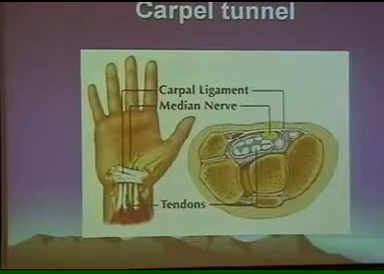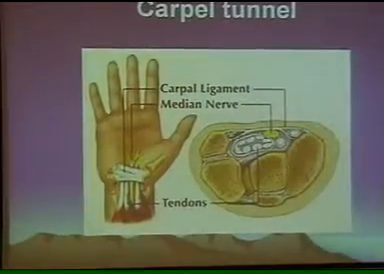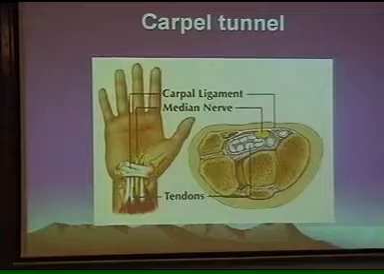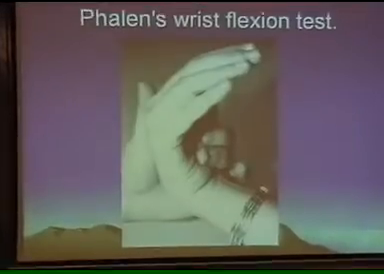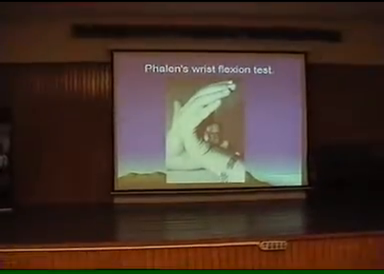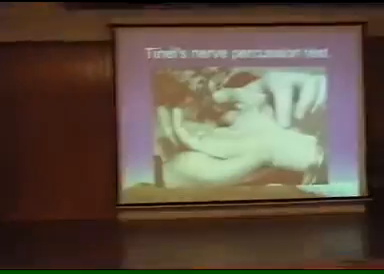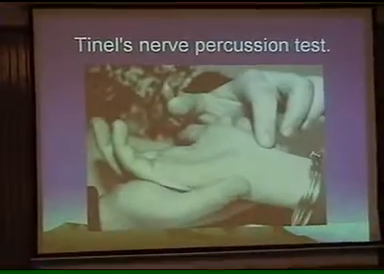In the Phelan maneuver, what we do is we just hyperflex the wrist for a minute, and then the patient would complain of typical symptoms of carpal tunnel. This is the Phelan test, flexion test. And this is the Tinel test. We just gently tap this area.